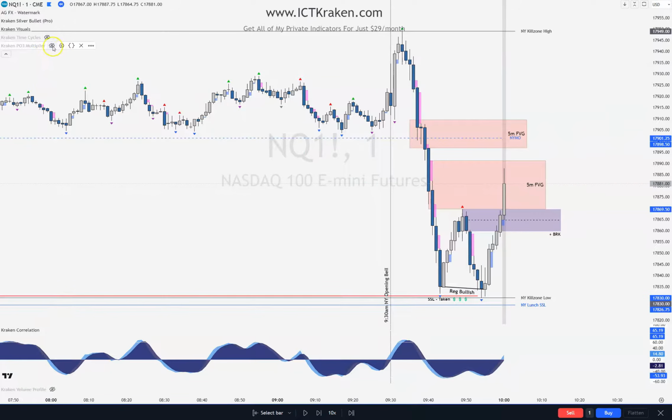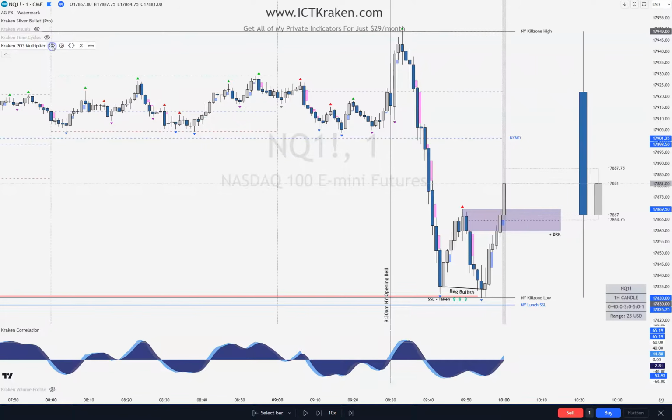Okay, so let's give you a sneak peek at the Kraken PO3 Multiplier. So there's the hourly candle, right? This is the previous hour, which is from 9 to 10. It's 9 to 10 right here. Okay, and then we just opened right here. That's this candle. So this candle right here is the previous hour. This is the current hourly candle. So what do we want to see? Open, low, high, close if we're aiming to go higher, obviously. Okay, so I'm going to keep that on.